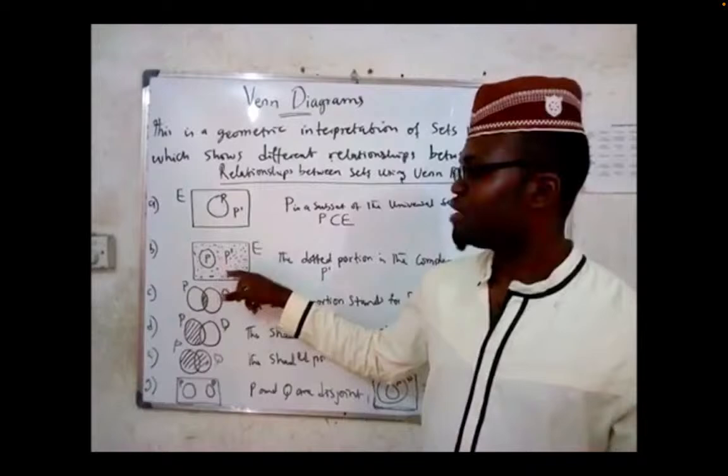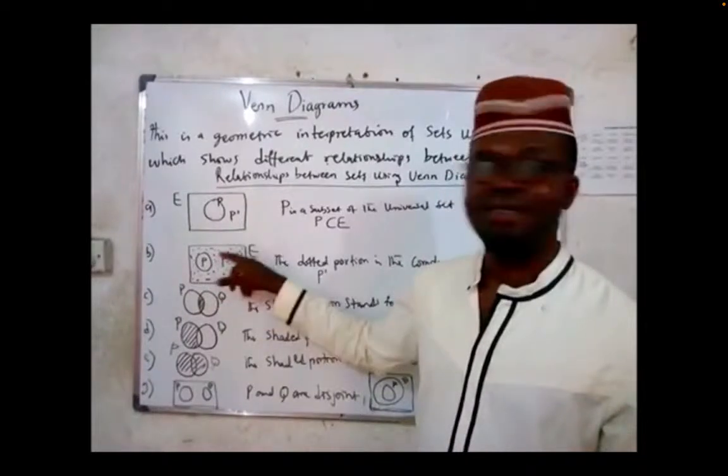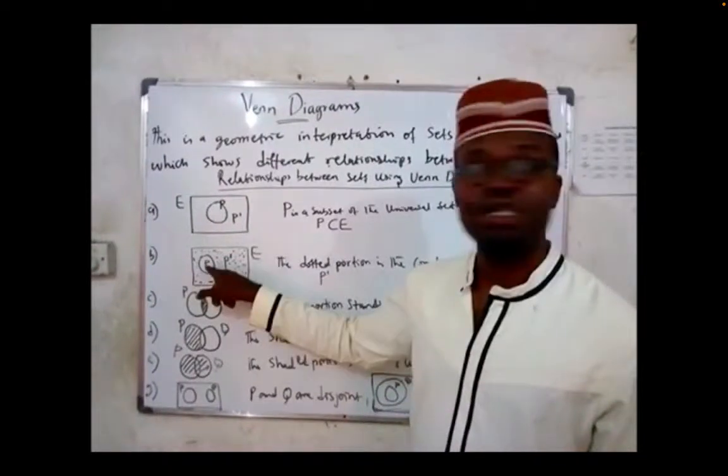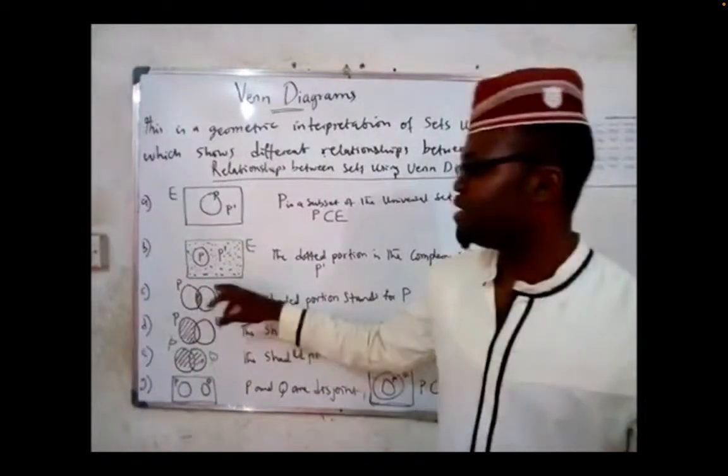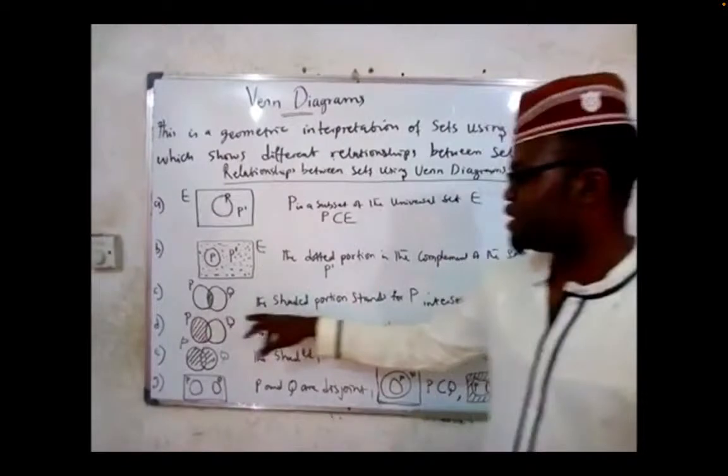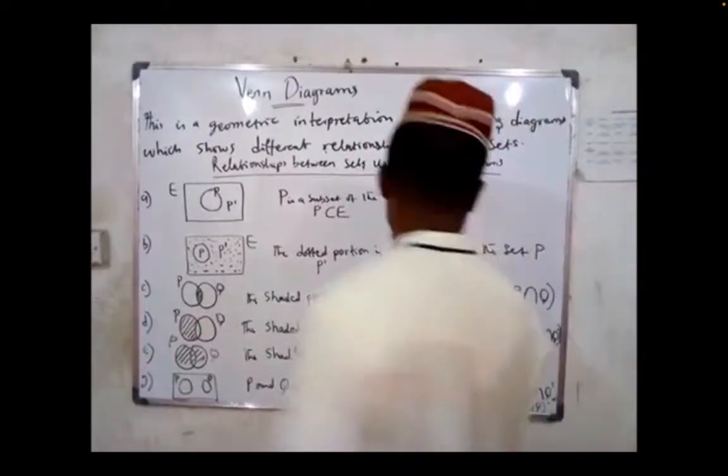Because it contains the elements in the universal set but that are not in what? P. That's why it is complement. Now this relationship, what is it called? It is called the intersection. Is that clear? P intersection what?